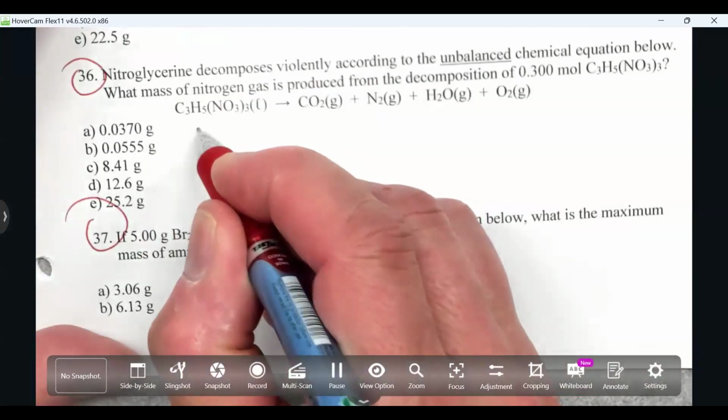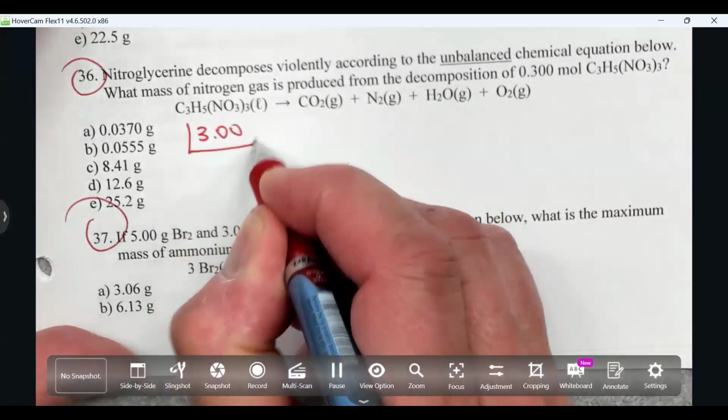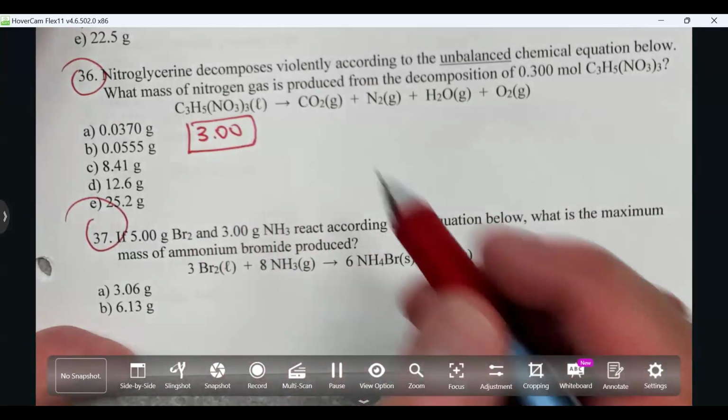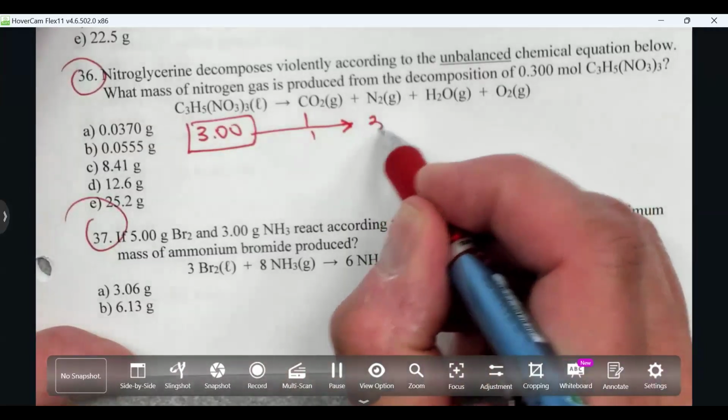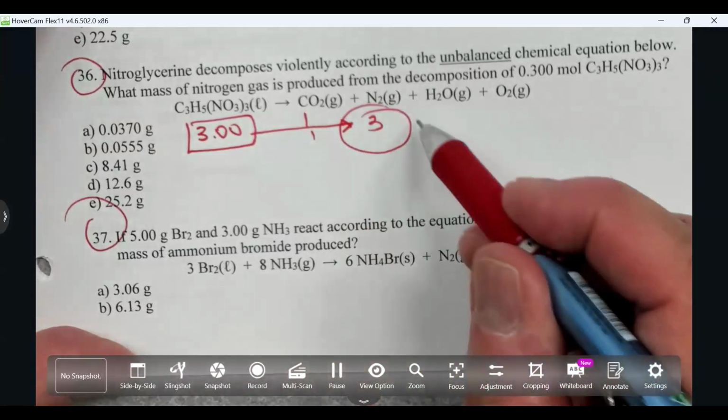3 moles here. What mass of nitrogen gas is produced? My mole ratio is 1 to 1. 3 moles.